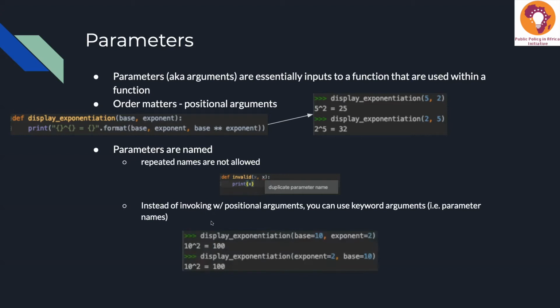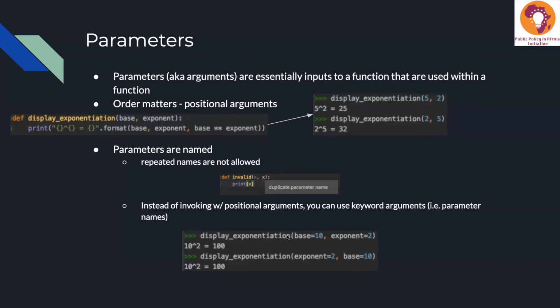Something else we can do, instead of invoking a function with positional arguments, is use keyword arguments, or parameter names, for invoking that function. So if you really don't want to remember the order of your display exponentiation function, which is totally fine, why would you want to memorize that if you can just use keyword arguments? Then you can invoke your functions using keyword arguments here. When you're using a keyword argument, the order doesn't matter.